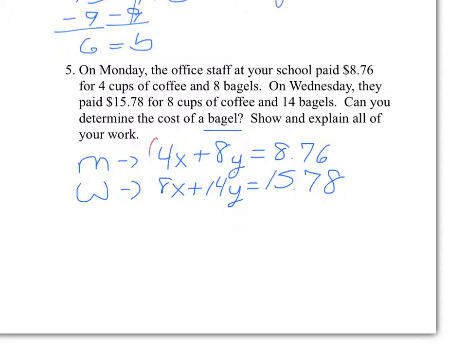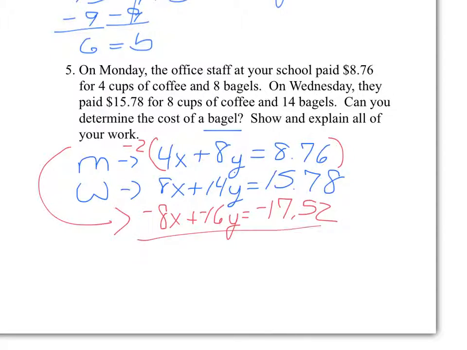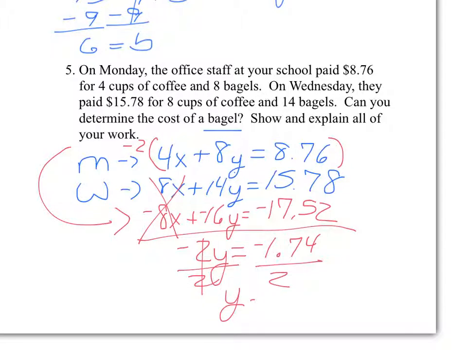I need to find out the cost of a bagel, so I need to figure out what y is. Well, in order to solve this, I'm going to multiply this top equation through by -2, and then I'm going to write it down here. That's going to give me -8x plus -16y equaling -17.52. My 8x's cancel out, which was the goal. Everything else gets added together. So -2y equals -1.74. Divide by -2, and I figure out that y is 0.87. And that is actually the cost of one bagel.